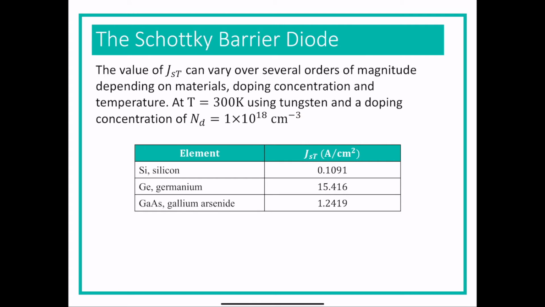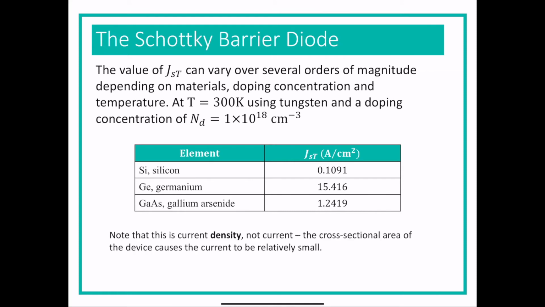The silicon has the lowest reverse current density, and germanium has the highest, which actually makes sense because in general germanium has a higher reverse current anyway than silicon. So that kind of makes sense. And remember, this is current density, not current. So there's not that much current going through because the cross-sectional area of one of these junctions is really, really tiny. So once you multiply this by the area, which could be 1 times 10 to the minus 6, you'll end up with a relatively small actual current.